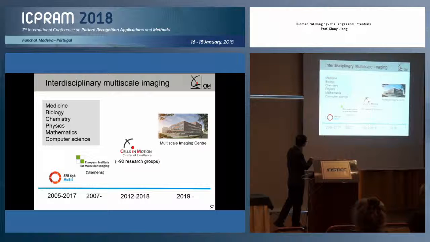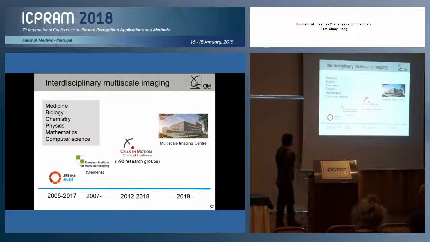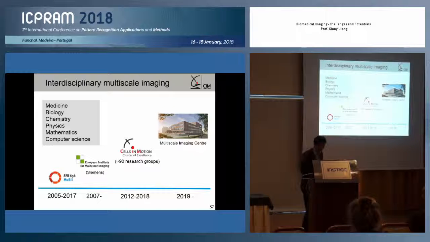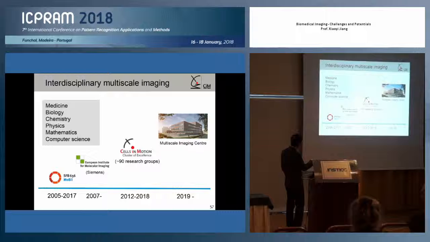Actually starting quite long ago, these research centers, let's say. This is an institute. This is a so-called cluster of excellence funded by the German government excellence initiative. Here you see about 90 research groups working together from very different fields. And it's not a theoretical group of 90. We indeed work very closely together. And the next step will be something for 2019.